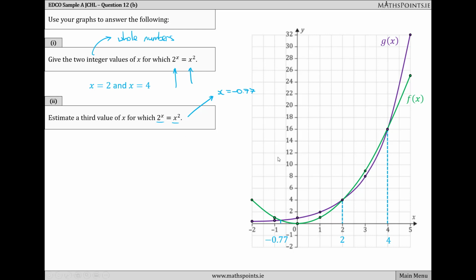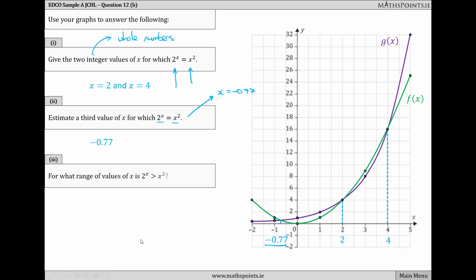It won't be exactly the same because we're rounding off this number here. This is our best estimation based on just reading from the graph. So the answer to the third value is -0.77. And -0.77, 2, and 4 are the 3 x values that give the same y values for both curves.